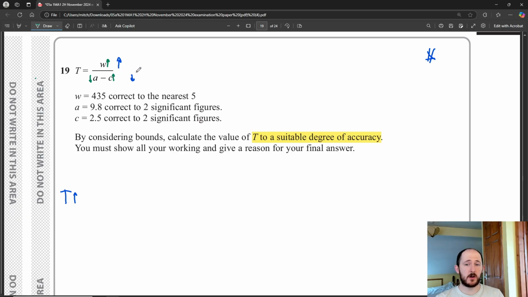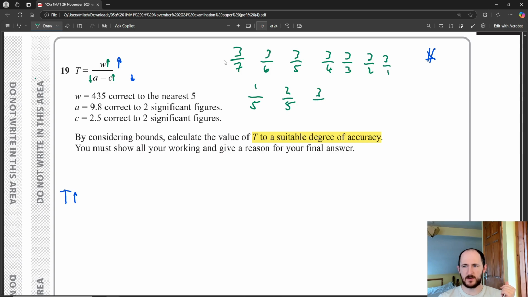The reason we want the denominator to be as small as possible is that when you divide by a smaller number, and I used this example in one of the other videos, let's say I have the fraction 3/7. As I make the denominator smaller, and you can check this on a calculator, what's happening to the overall value? It's getting bigger. That's the logic. Likewise, if I make the numerator bigger, starting with the same denominator, let's say 5, the overall value is getting bigger.